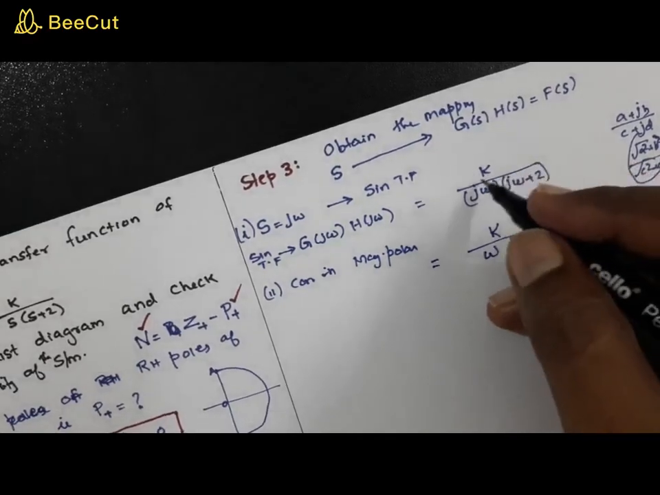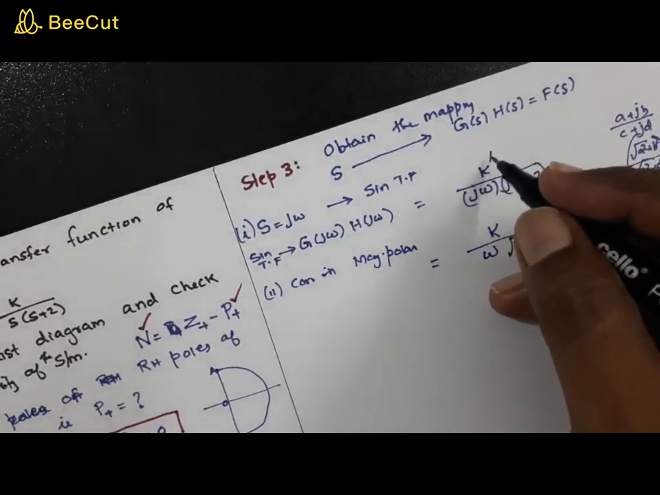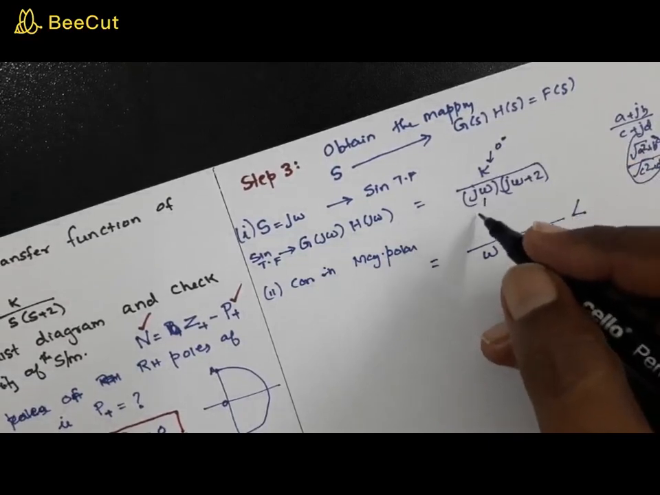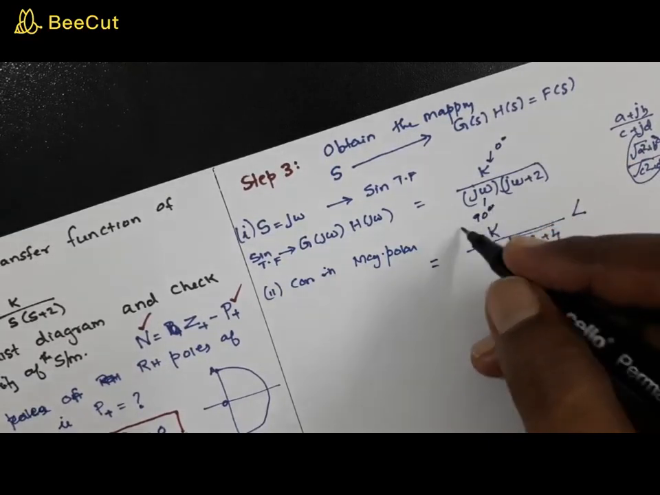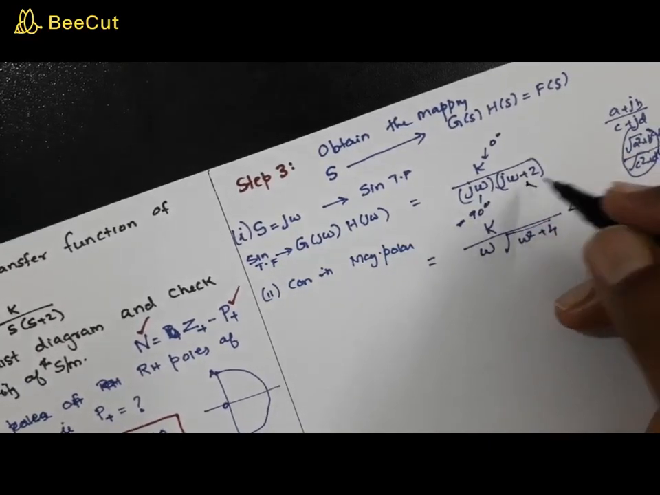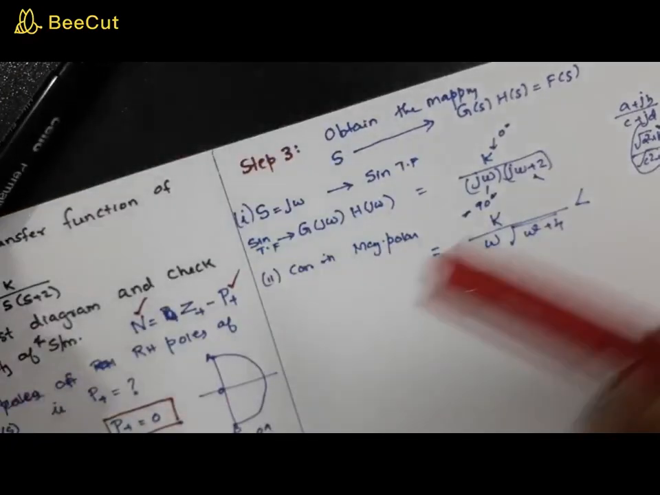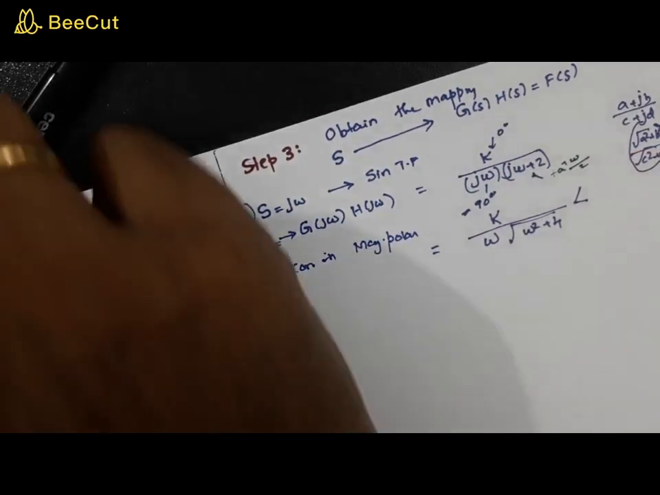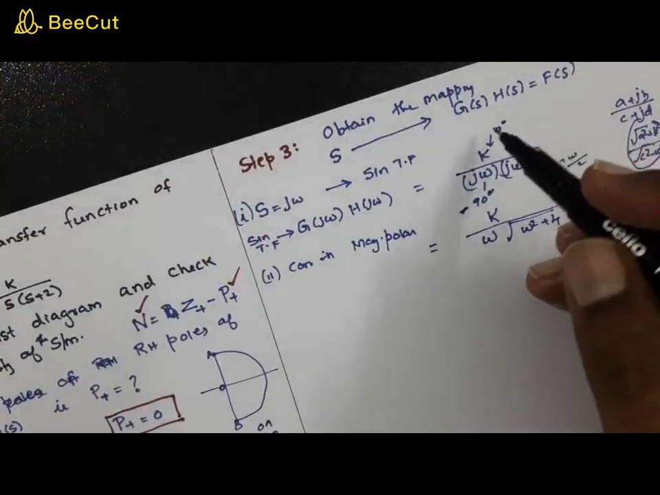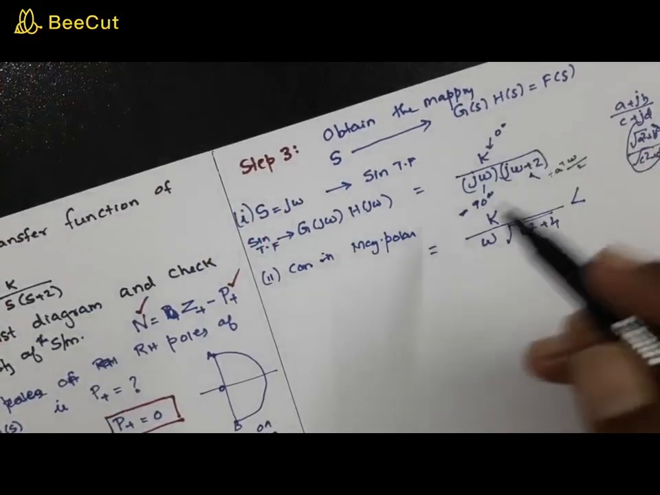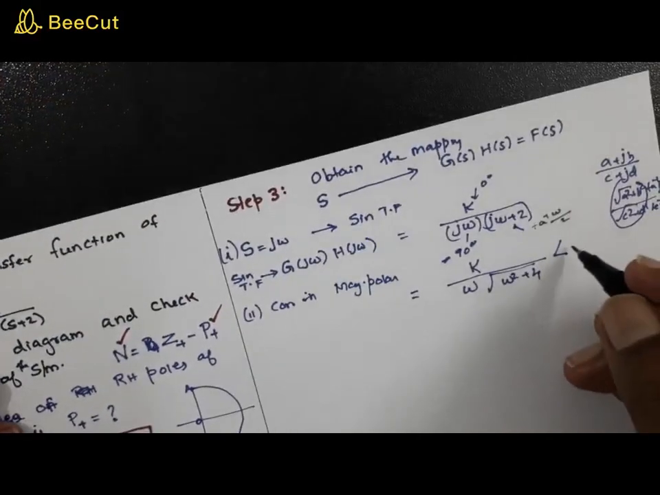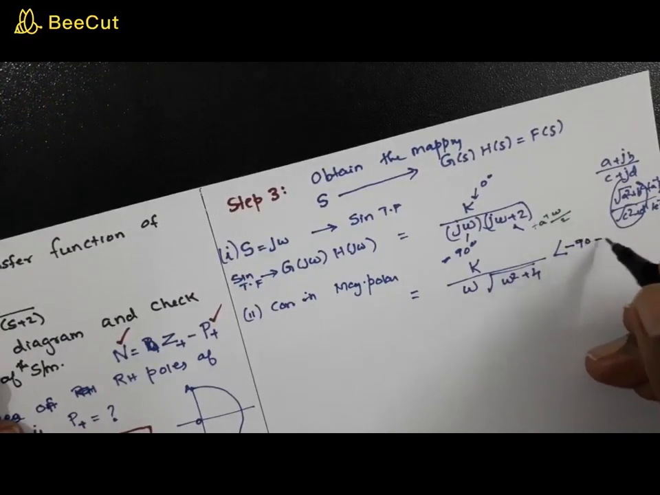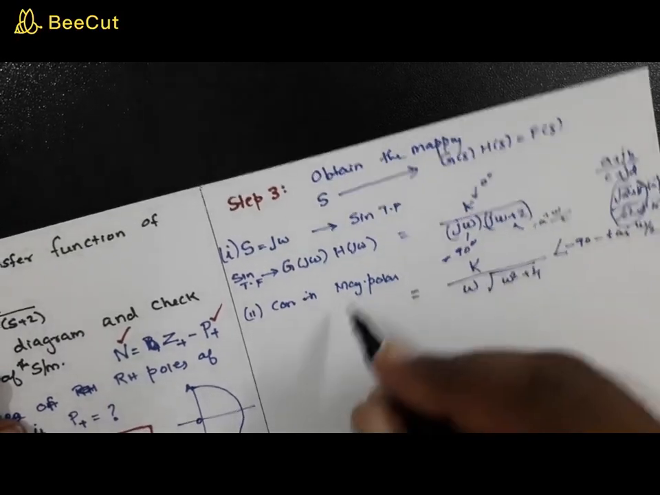The angle is tan inverse of 0. So the angle corresponding to this is 0 degree. The angle corresponding to this is 90 degree. Angle corresponding to this is tan inverse omega by 2, right? So what you learned is the angle is numerator angle minus the denominator angle, so that you will get this as minus 90 minus tan inverse omega by 2. Okay, now this is the expression.